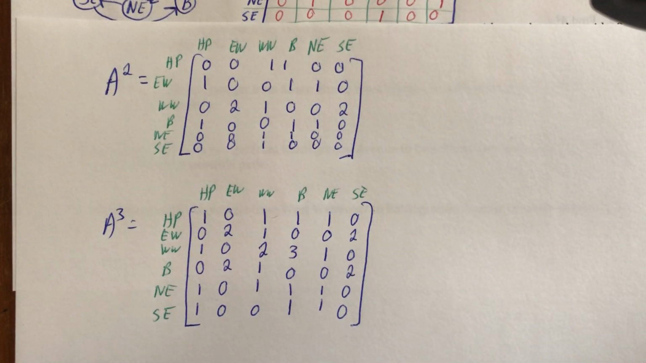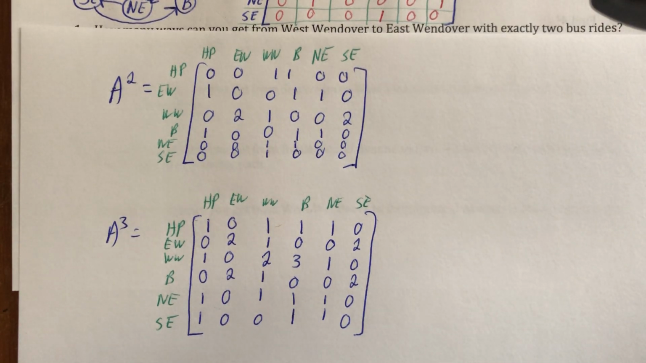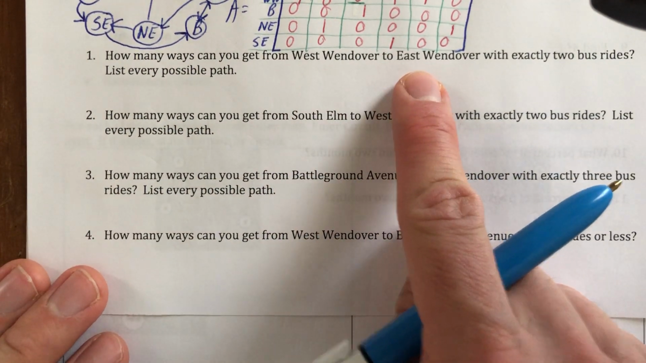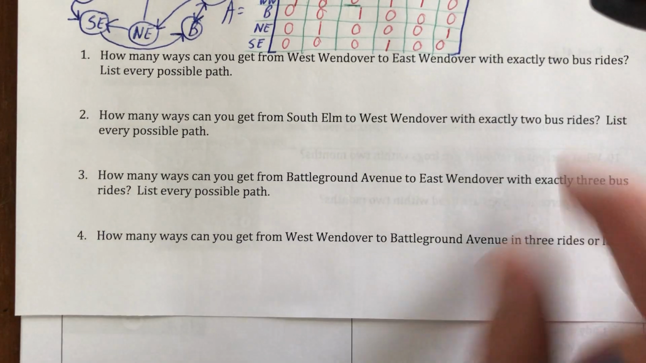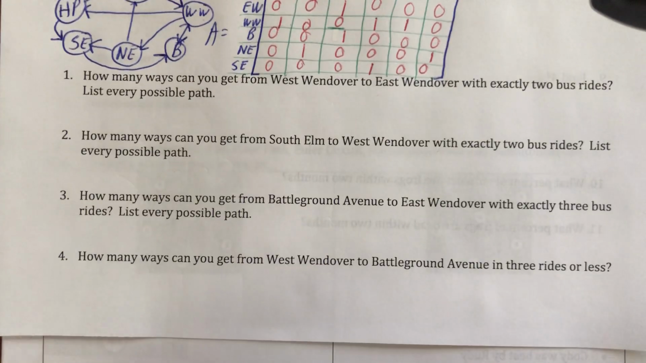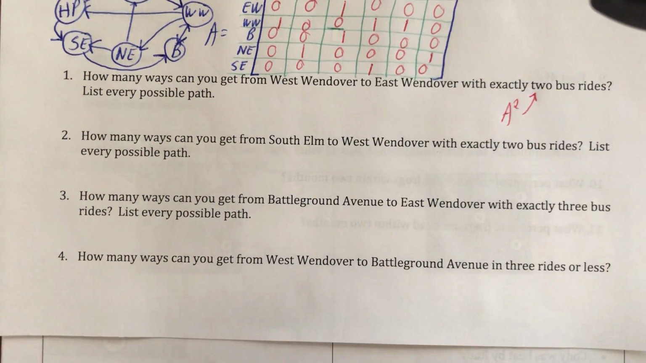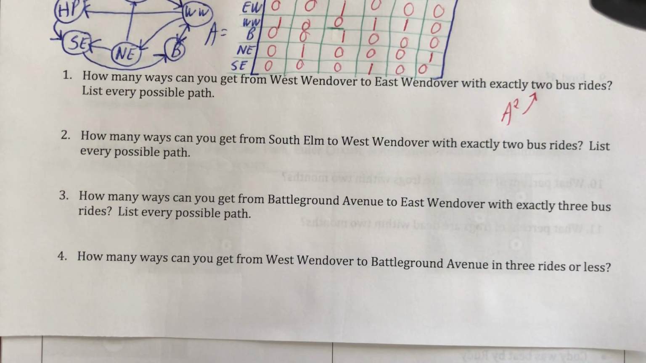That took a lot of time, but it's going to help us as we get to the actual questions that are to come. Feel free to pause the video here if you need to, but I'm going to move on. How many ways can you get from West Wendover to East Wendover with exactly 2 bus rides? Okay, exactly 2 bus rides means I have A squared.